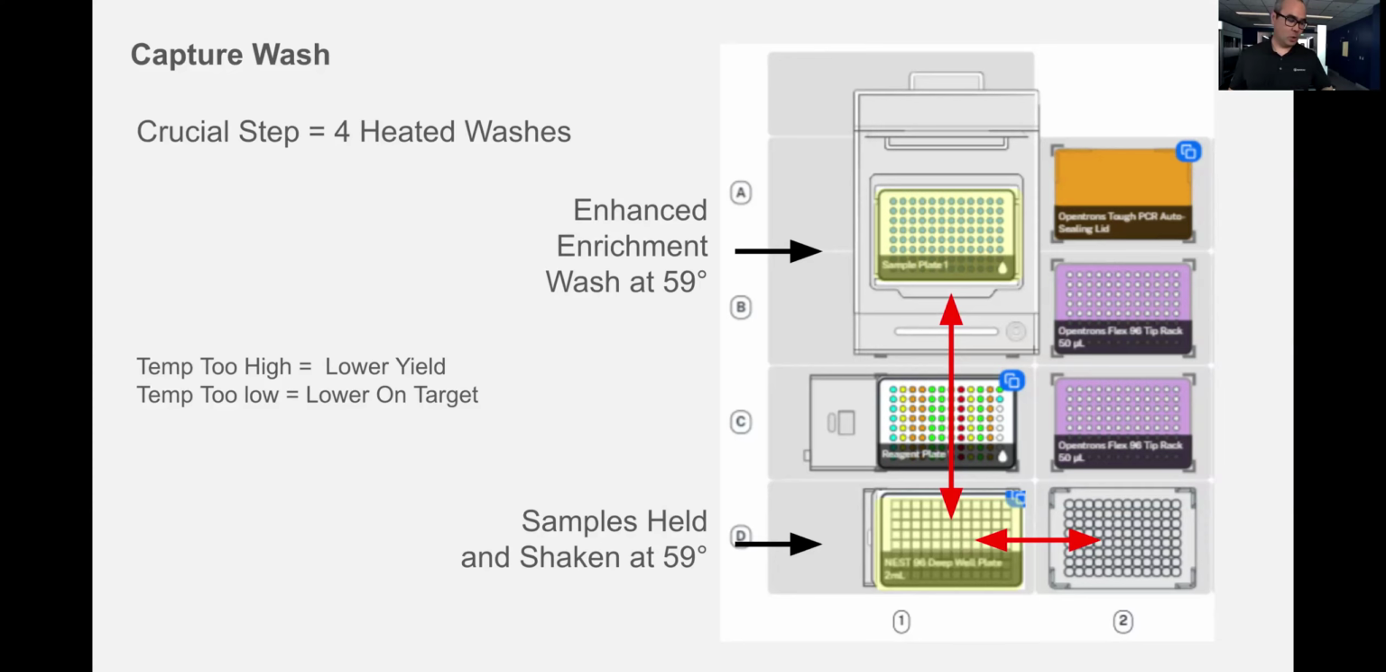A particular note is in the case of using the RNA, since I'm pooling by 3 samples, I have 4 columns. I'm not doing the enrichment washes 1 column at a time. I'm still using 96 tips at once to do the capture washes, even though there's only 4 columns, because I wanted each pool to be treated evenly. I didn't want any delay from the first column to the last column.